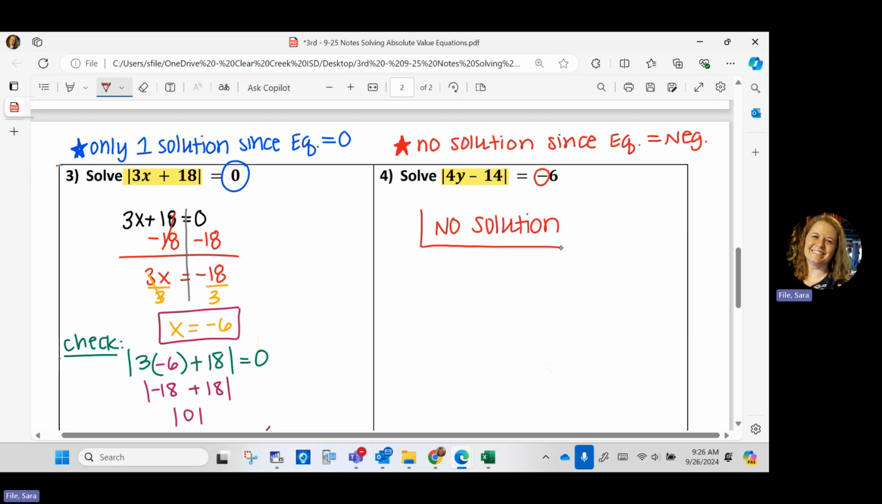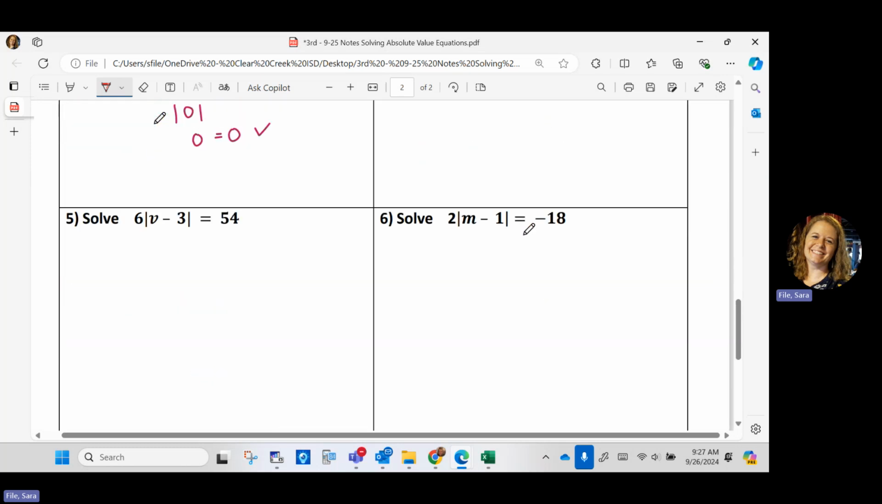There is nothing that I could plug in for y and solve this and get a -6 as the absolute value. Nothing. Okay, so those are two special cases. If you isolate and it's set equal to 0, one solution. If you isolate and it's set equal to a negative, no solution. Otherwise, you should have two solutions.